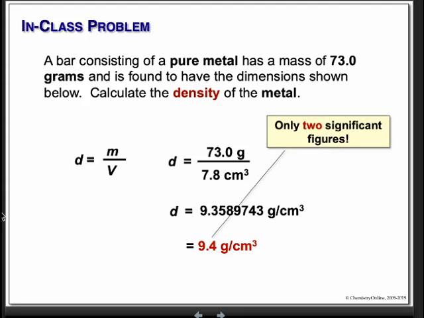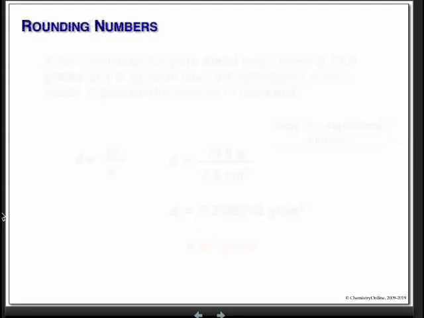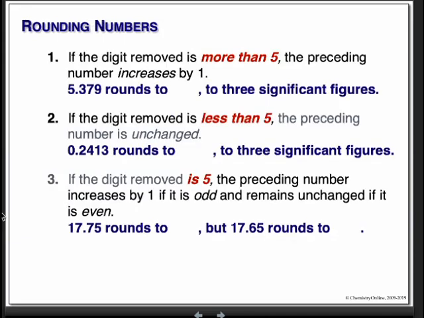Now, rounding is something that most people know a lot about. It's fairly simple. If the digit you're removing is more than 5, we increase it by 1. So here we're removing the 9, and we're going to round that up to 38. Here, if it's less than 5, so we're going to remove the 3, it's going to round down to 21.